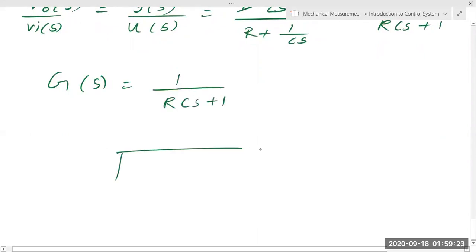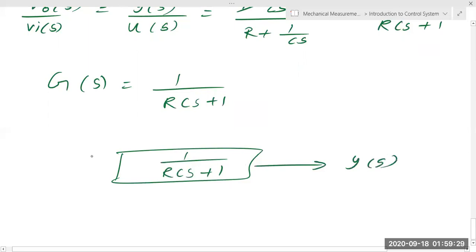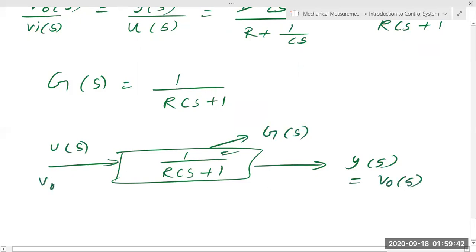Now this is my block diagram reduction of the given electrical network, with Y of S as the output signal, U of S as the input signal, and this is my transfer function G of S. This is actually G of S, and this is nothing but V naught of S, and this is nothing but Vi of S. Simple. Now this is a block diagram.